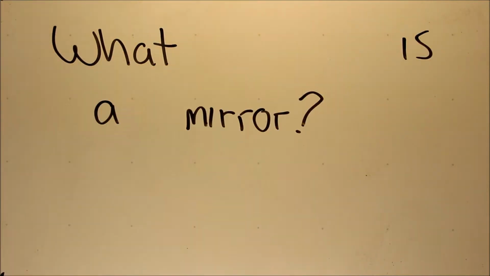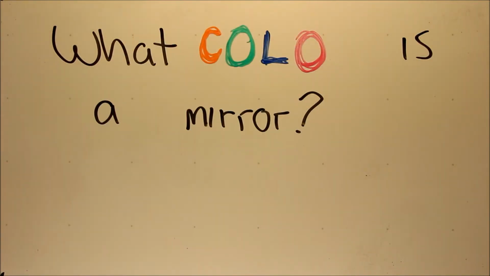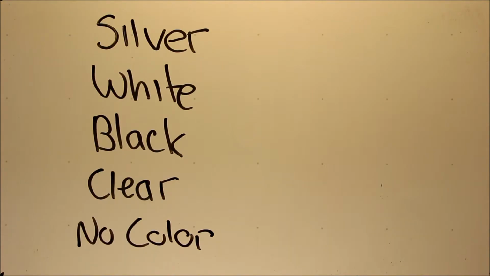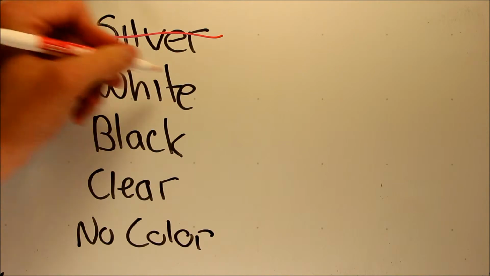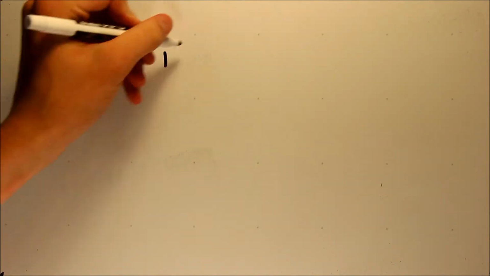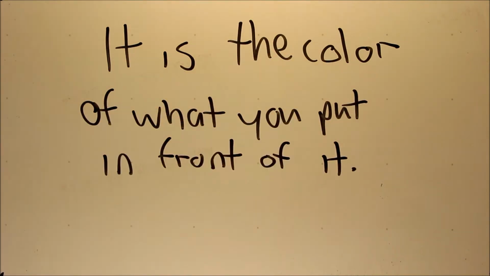After showing you that, a good question to ask is, what color is a mirror? Most people will guess that a mirror is silver because of the images you see, they are portrayed with a silver color, as well as other colors such as white, black, clear, or no color at all. None of this is actually correct. A mirror is the color of whatever object you put in front of it, so if you stand in front of a mirror, it is technically you colored.